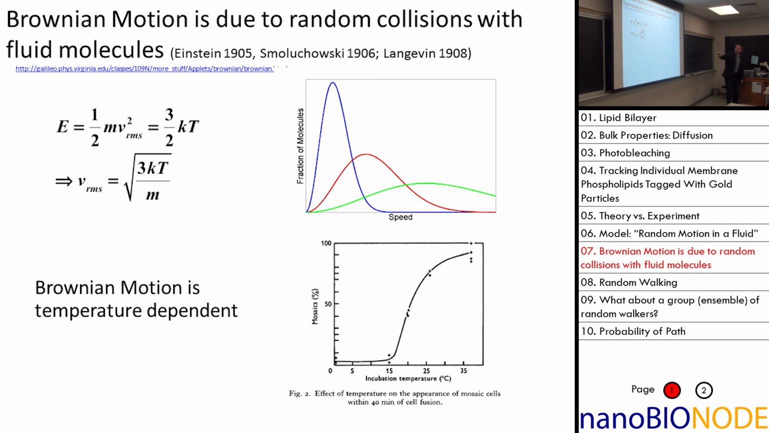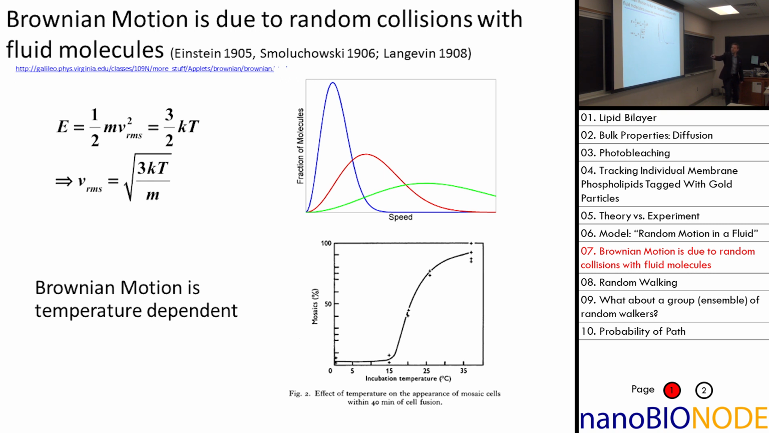So in other words, you can rearrange this expression to show that the root mean squared velocity of the particles in this fluid depends upon the temperature. That is, as you increase the temperature, you increase the root mean squared velocity. Or if you look at the distribution of the speed of molecules, you're going to see something like this. This is at a low temperature. You see most of the molecules have a relatively low speed.